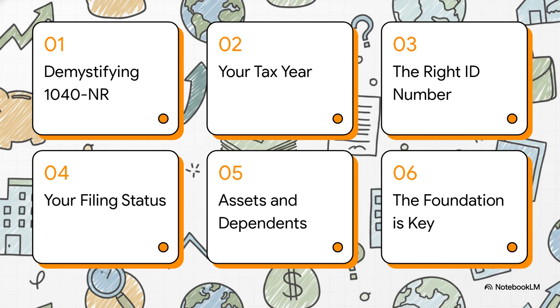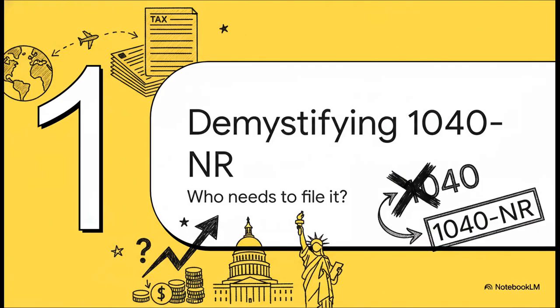So here's our game plan. We'll start with who actually needs to file this thing. Then we'll cover your tax year, which ID number you should be using, your filing status options, which are different, and how to declare assets and dependents. Let's dive in. So first things first, who is this form for?